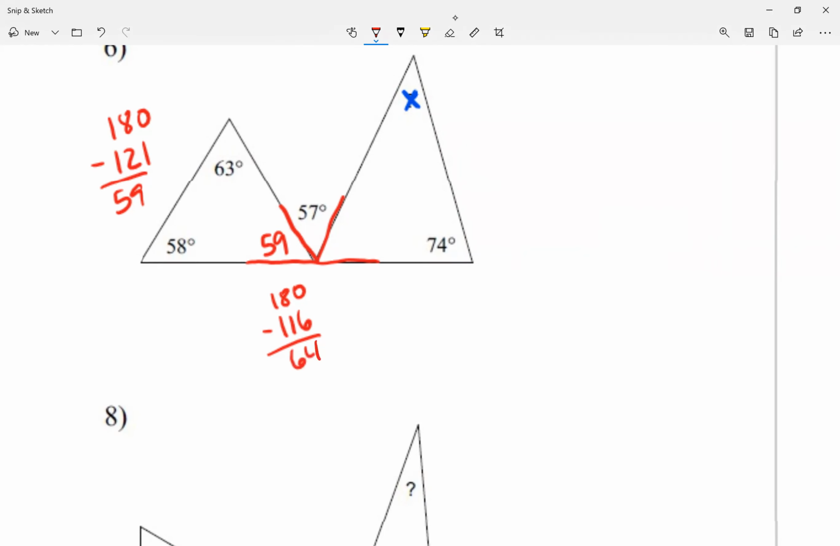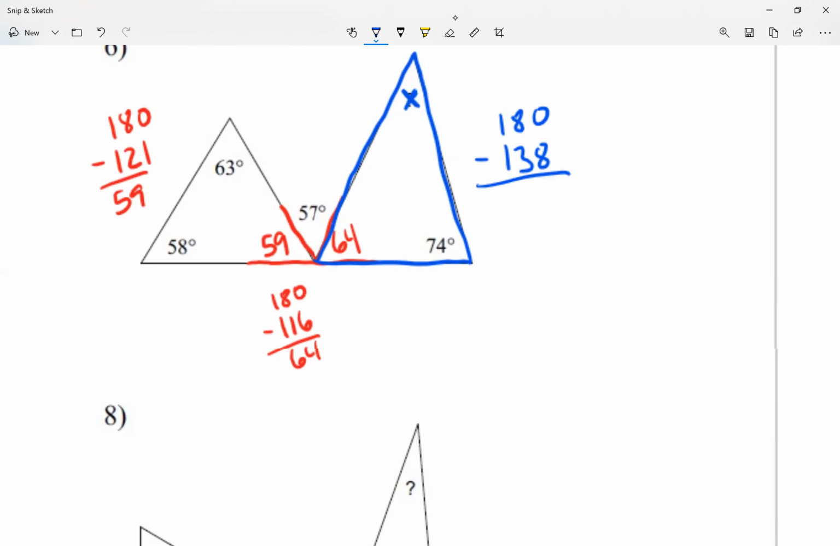And that gives me 64. So this corner is 64. Okay, now I'm ready to solve for X. I'm looking at this triangle. I know two angles, 64 and 74. What I'm going to do is add the two angles that I know, 64 plus 74, that's 138. Let me subtract this from 180. And that gives me 42. So this third angle is 42.